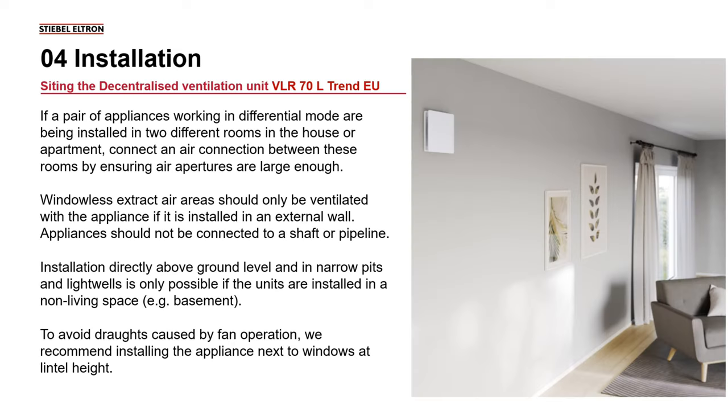If installing two units in differential mode or in different rooms, allow for suitably sized air apertures to ensure circulation. The VLR 70L Trend EU can only be installed with external walls and cannot be connected to ducting or ventilation shafts. When installing the fan unit in a basement, the fan unit must be above ground level. We would recommend installing the appliance next to windows at lintel height.